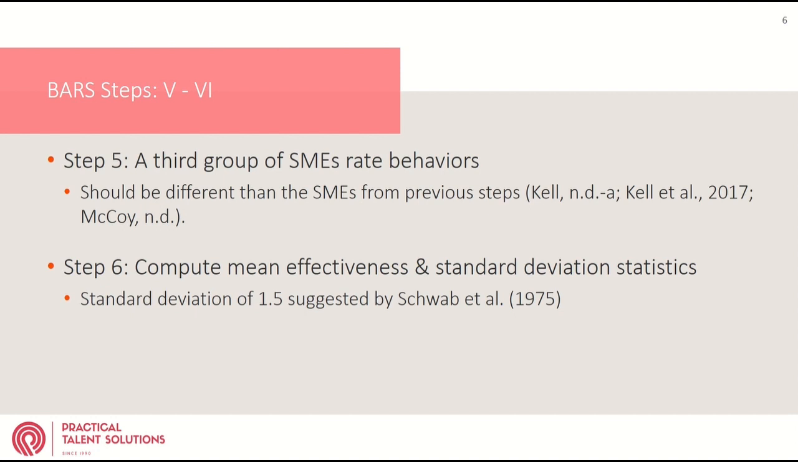In step 6, the mean effectiveness and standard deviation statistics are computed for the behaviors to determine the strength of agreement between the SMEs. Schwab et al. discuss utilization of a standard deviation cutoff of 1.5, while mean effectiveness scores will vary for each item depending on the anchors they're placed on.